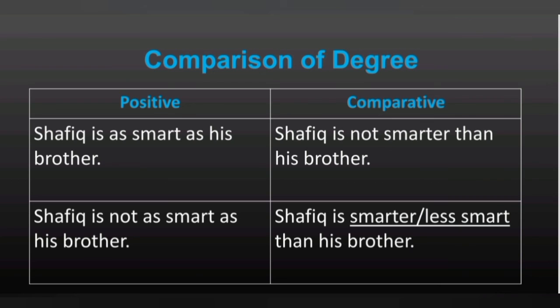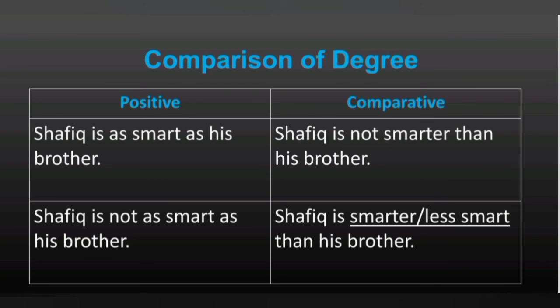Here we have one example. "Shofik is as smart as his brother." In this sentence, Shofik is compared with his brother in the field of smartness, and it is said that he is equal to his brother. So how can we change it into comparative degree without changing the meaning? "Shofik is not smarter than his brother." "Shofik is not more smart than his brother." That means they are equally smart. So here we could at least preserve half of the meaning, and this is the only possible way that we could do that.